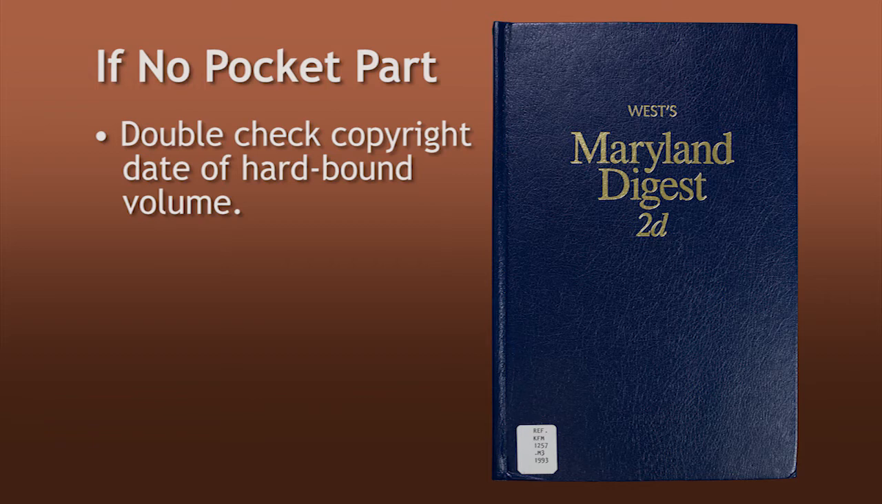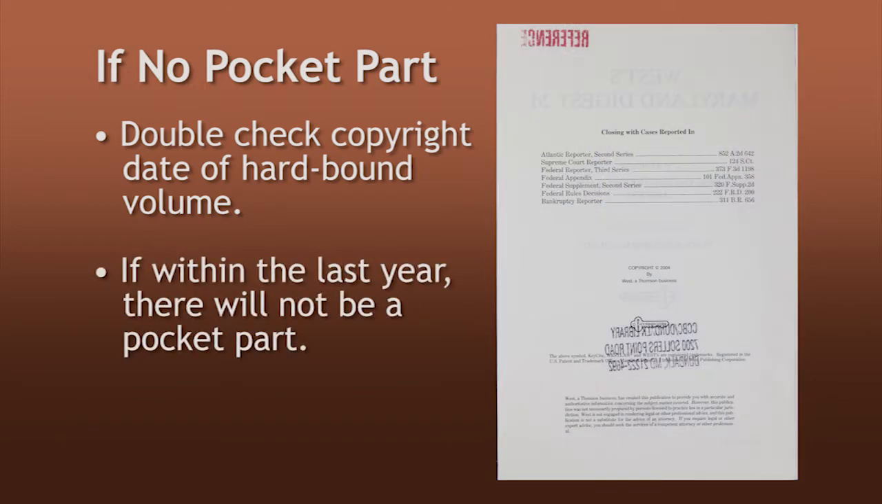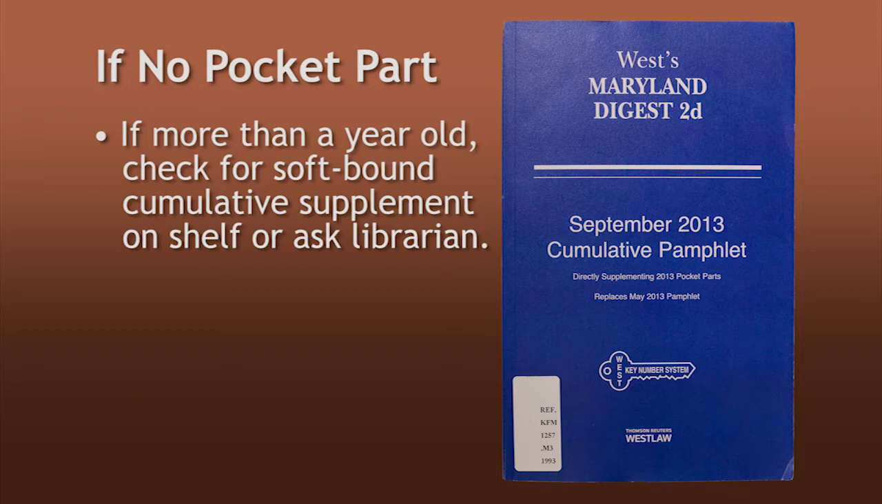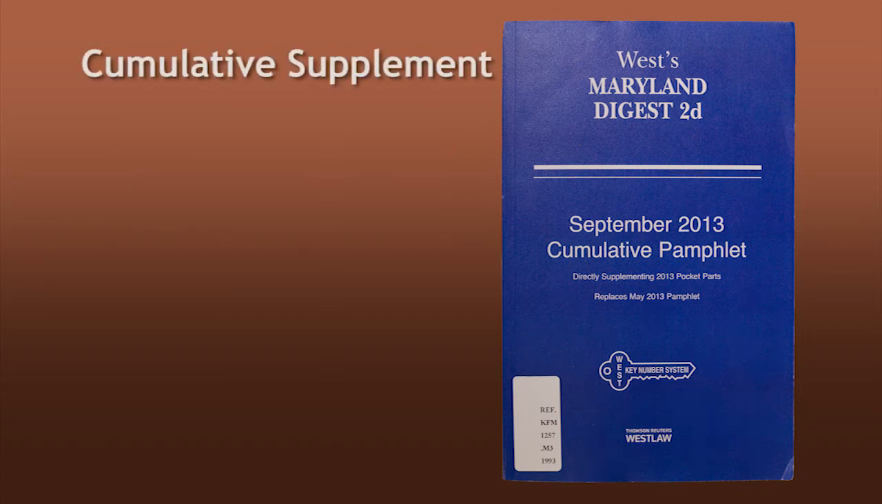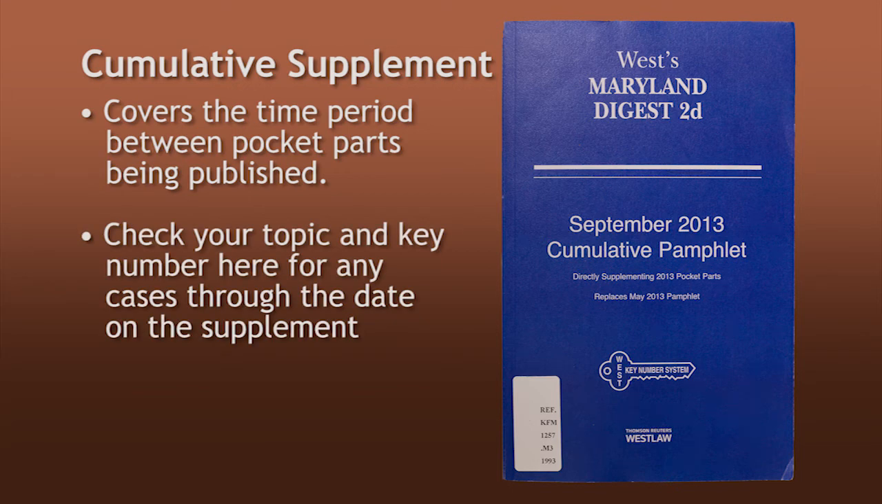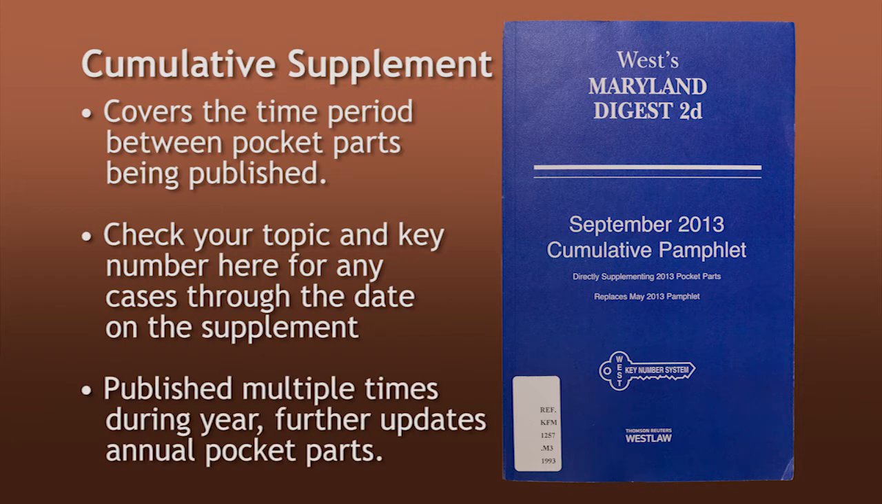double-check the copyright date of the hardbound volume. If it is within the last year, there will not be a pocket part. If it is more than a year old, check for the softbound cumulative supplement on the shelf next to it, or ask a reference librarian for assistance. As with the digest and the pocket part, the cumulative supplement covers the time period between the pocket parts being published. Simply check your topic and key number here for any cases through the date on the supplement. The supplement, published multiple times during the year, further updates the annual pocket parts.